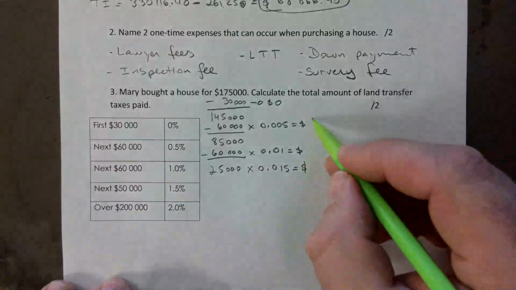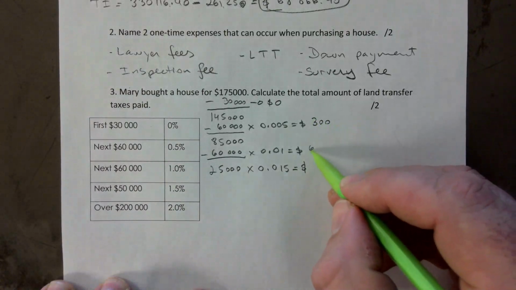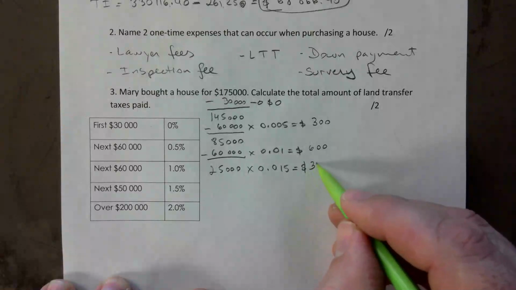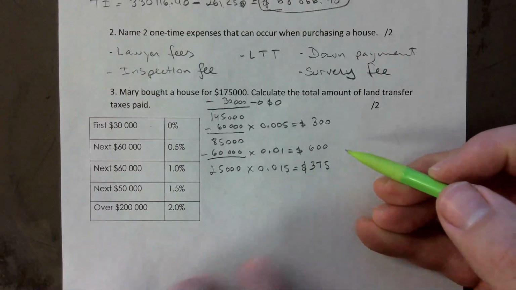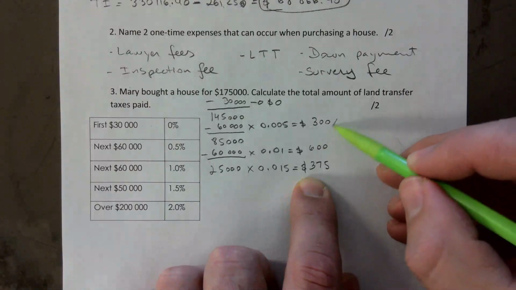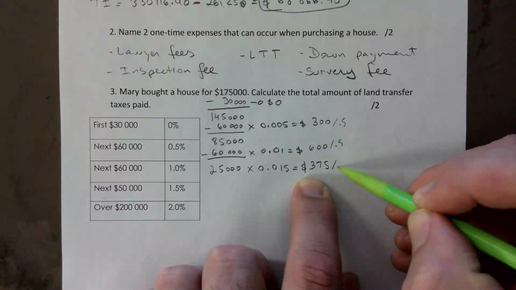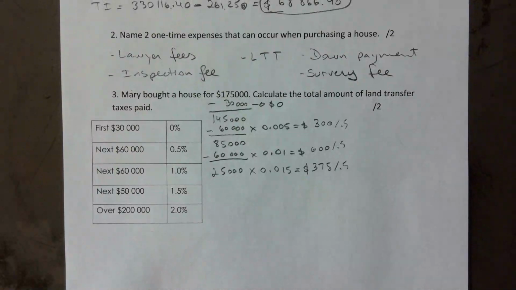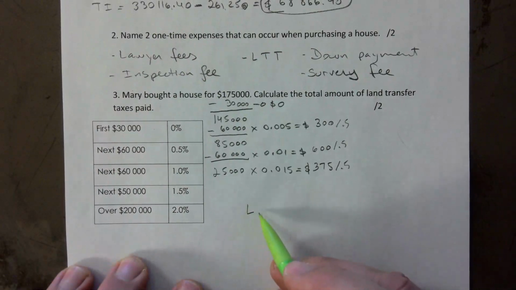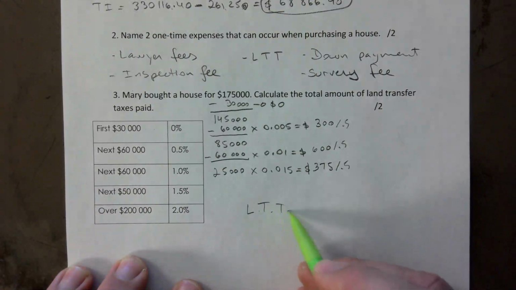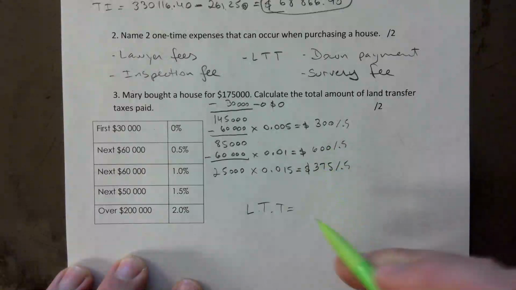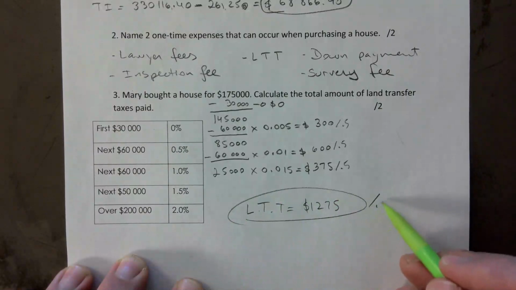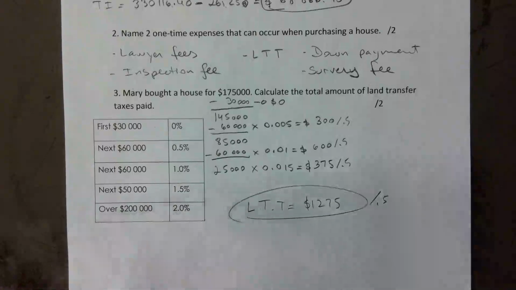Okay, so that would be 300, 600, and this is 375. So this is how I'm going to mark this today. I would give you half a mark for each of these amounts that I see there. Half a mark for each correct amount. And then another half mark for actually stating the land transfer tax. So this would be 900, that would be 1275. You get another half mark for that today. So that's just how we're going to break it down today.